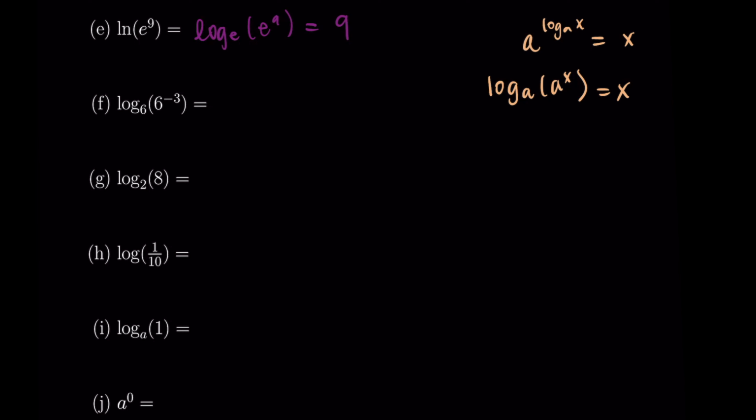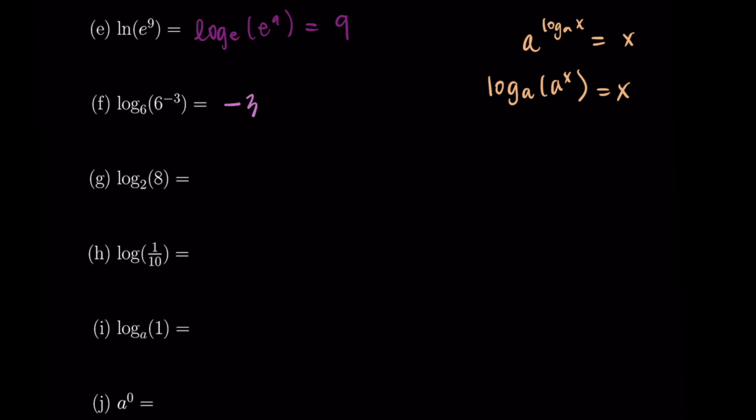Okay, next we have log base 6 of 6 to the negative 3. Here our bases already match, so 6 and 6, so our answer is just negative 3. Not too bad. There's a negative exponent here, but we still took out negative 3 as the answer.